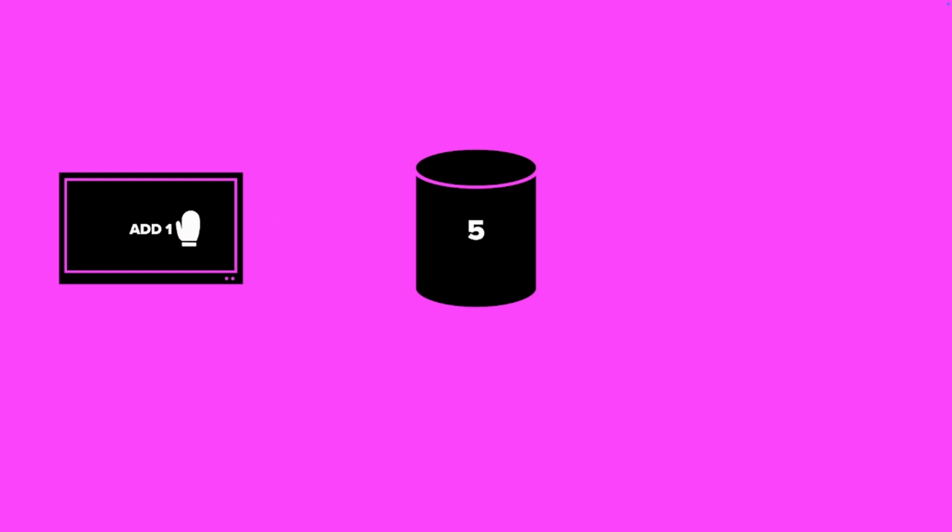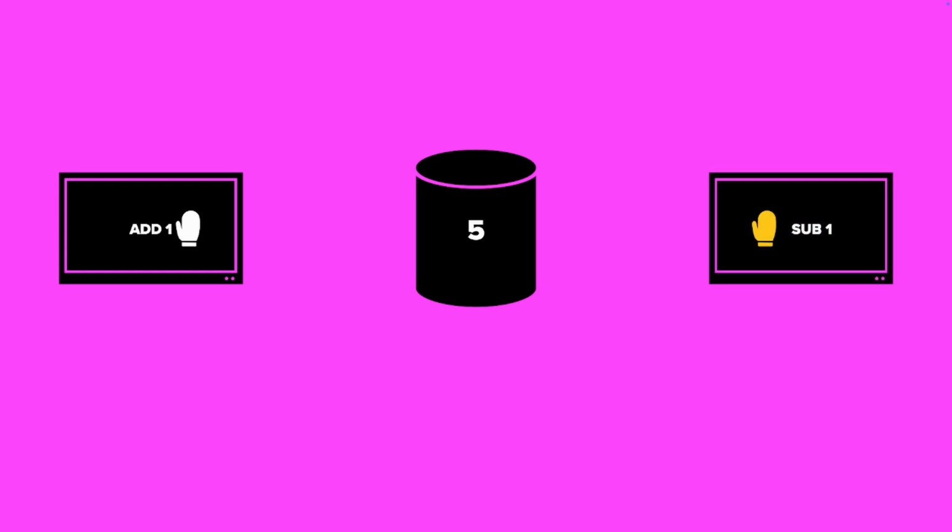Let's say we have another process, subtract1, called sub1 here, and sub1 has the same privileges to the data source as those of add1. So when sub1 is invoked, it goes to the data source, fetches the data, subtracts 1 from that value, then updates the data source.